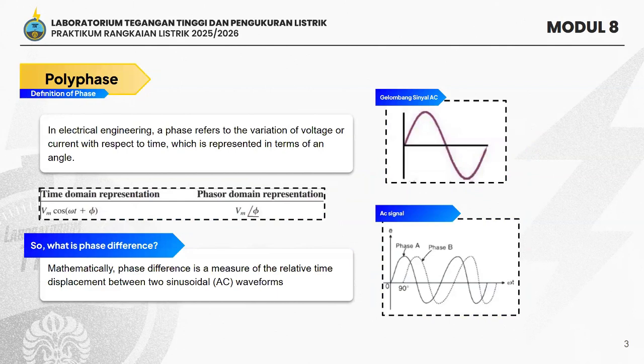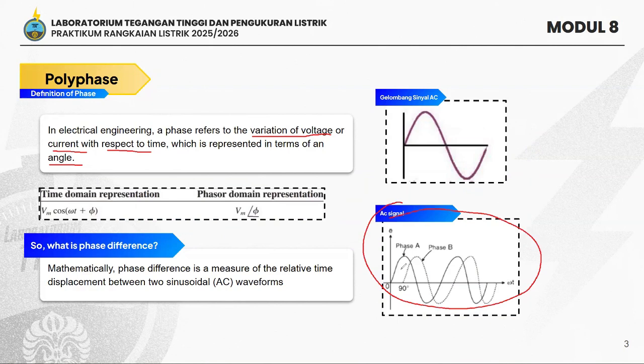In electrical engineering, phase refers to the variation of voltage and/or current with respect to time, which is represented in terms of an angle. You can see in this picture, there are two signals, and this is represented by an angle. There is 0 degrees and 90 degrees.